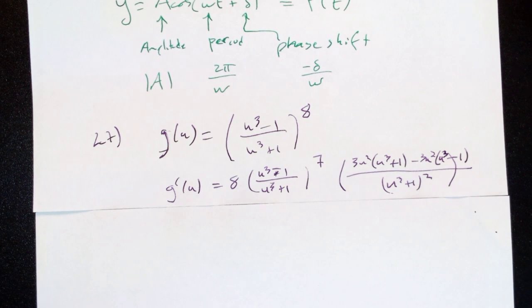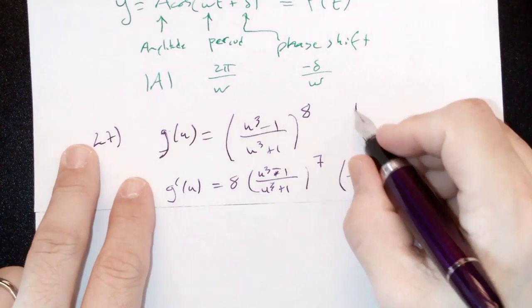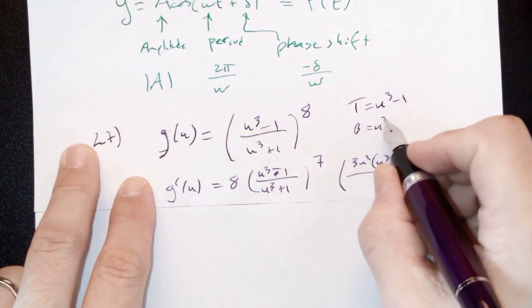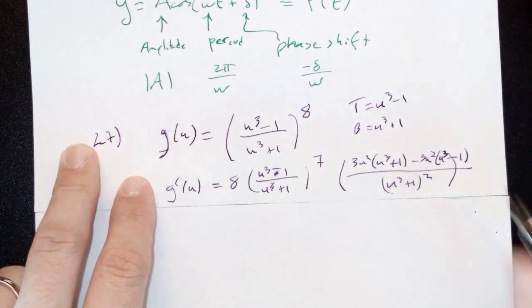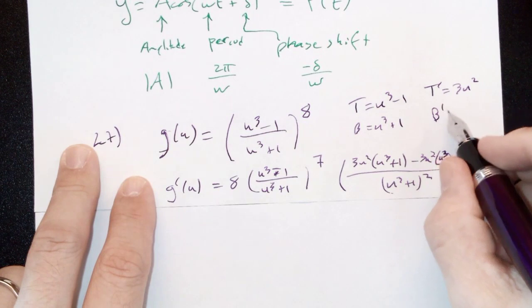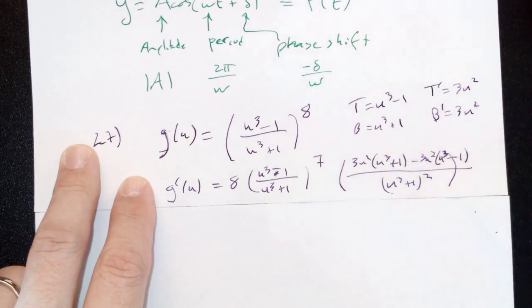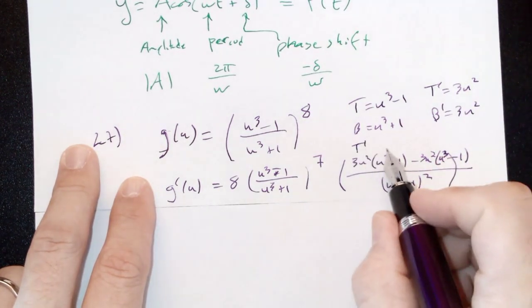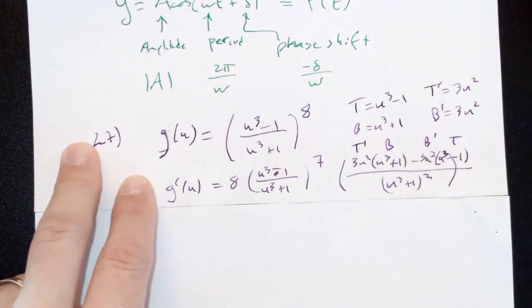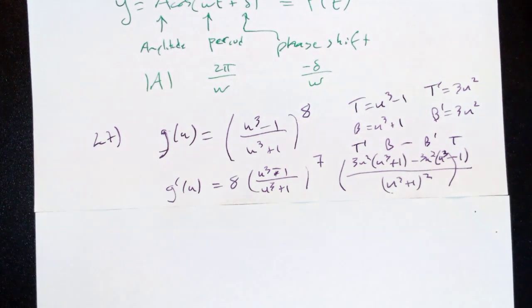Top is u cubed minus 1, bottom is u cubed plus 1, right? So t prime is 3u squared, b prime is 3u squared. Derivative of the top times the bottom, derivative of the bottom times the top. Subtract in between.